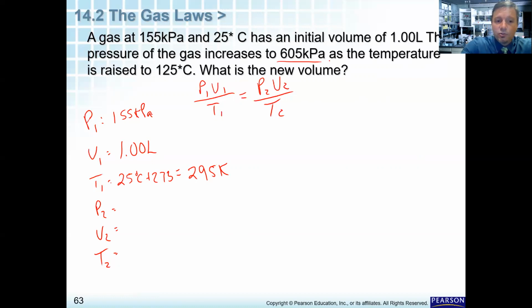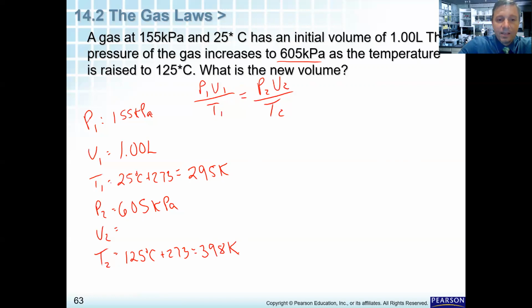So I went up to 605 kilopascals, and the temperature went up to 125 degrees Celsius plus 273. So I'm just going to plug that right in. So 273 plus 125, and that gives me 398 Kelvin.